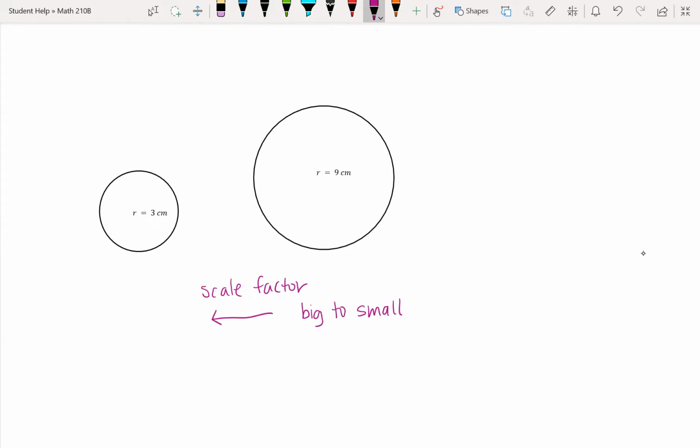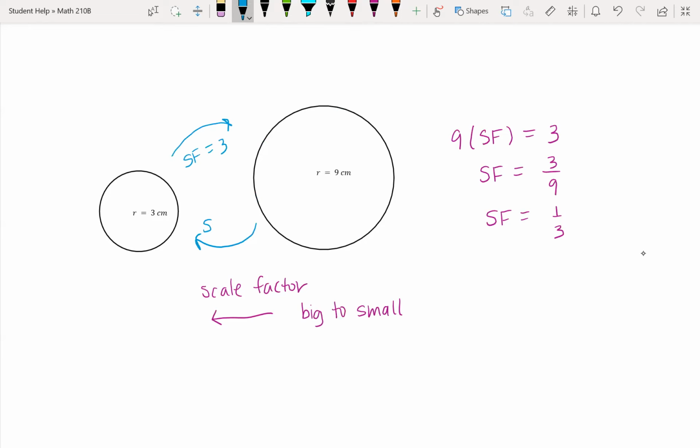So that would be 9 multiplied by what gets me to 3. It looks like the scale factor in this case would be 1/3. So we can kind of see by looking at it, if I were to go this direction, the scale factor is going to be 3. And if I go this direction, the scale factor is going to be 1/3. Going back and forth, you can see that those scale factors will be reciprocals of one another, taking the fraction and flipping it upside down.